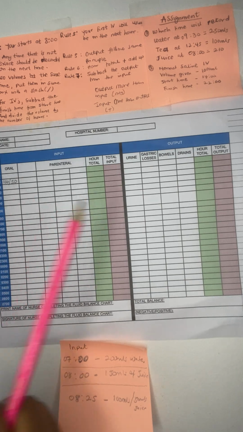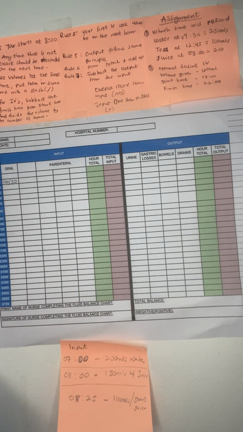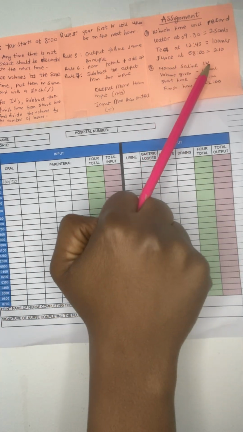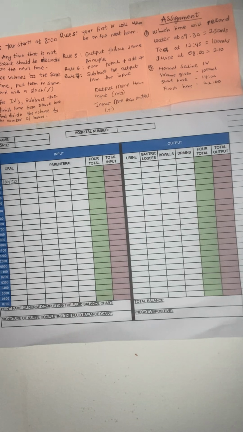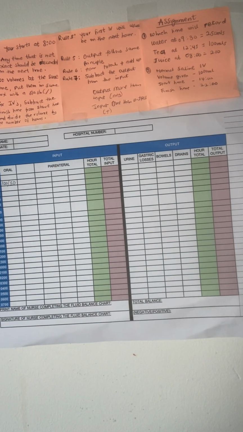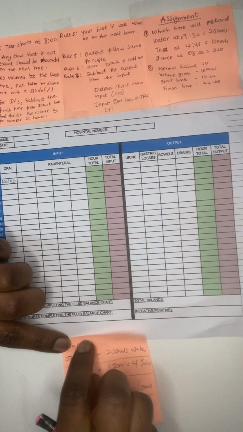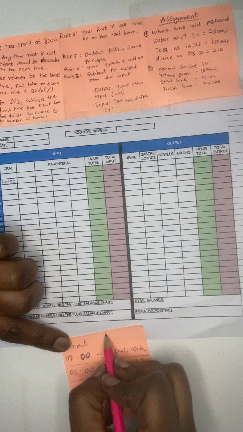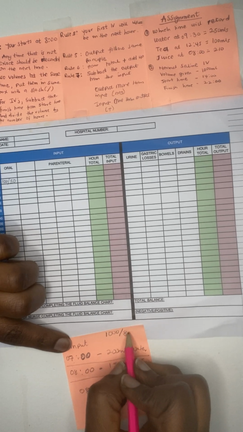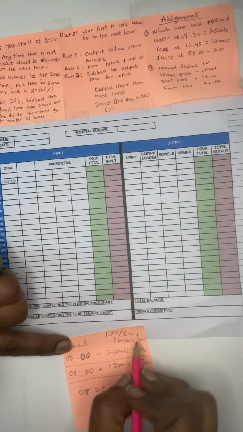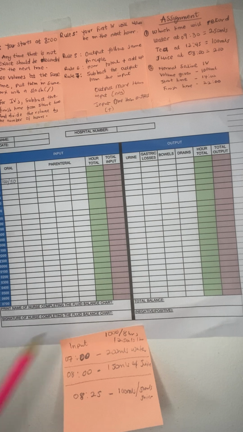And to get your mils per hour, how much volume the patient is going to receive per hour, you just need to divide 1,000 by 8. All right. And if you divide 1,000 by 8, what are you going to get? Let me see. So 1,000 divided by 8 hours is 125 mils per hour. The patient is going to receive 125 mils of normal saline every hour. All right. So that's the simplest way of getting the IVs.